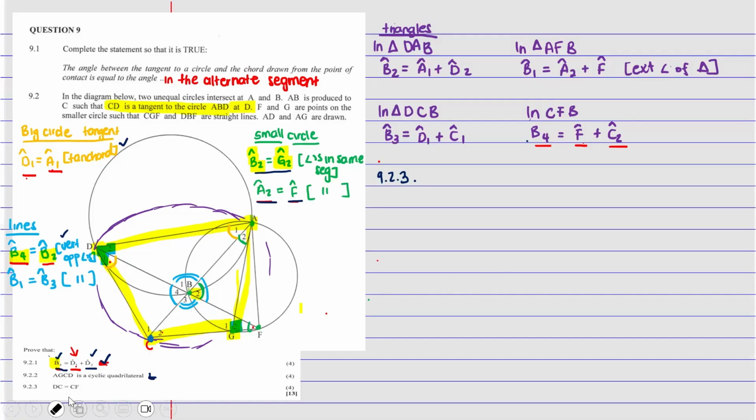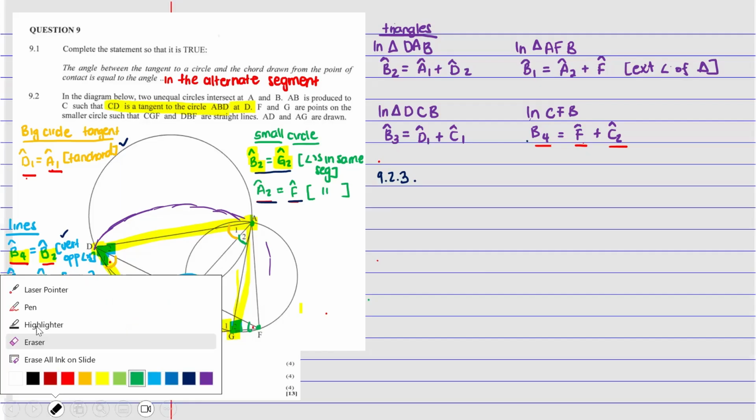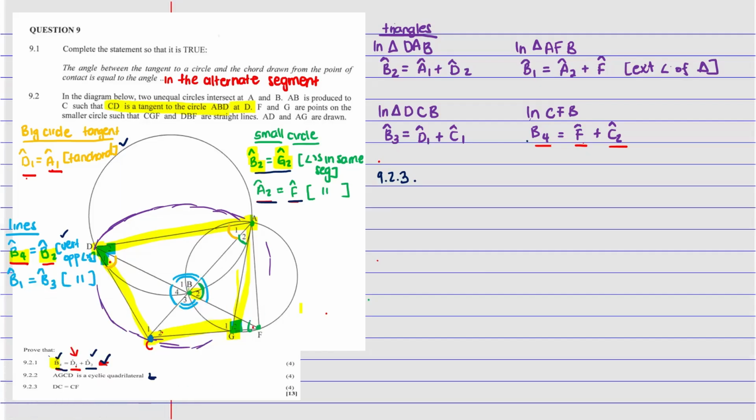So now let's see the other relationship, where we need to relate these two together. The only thing that we know so far is that angle F is equal to angle A2. So this is going to be angle A2, right? We know these two are equal to each other. So we see that angles in the same segment doesn't work.